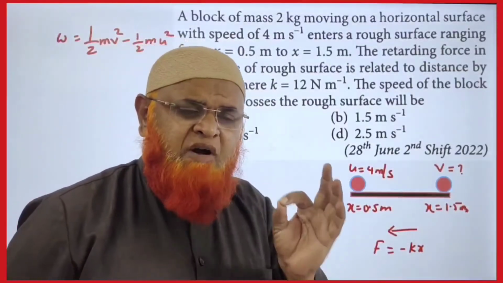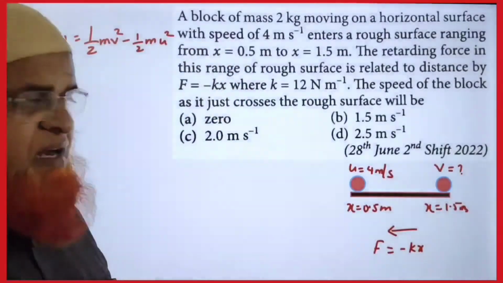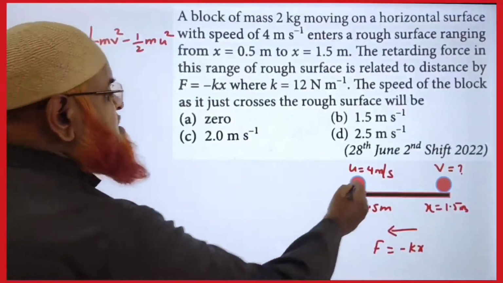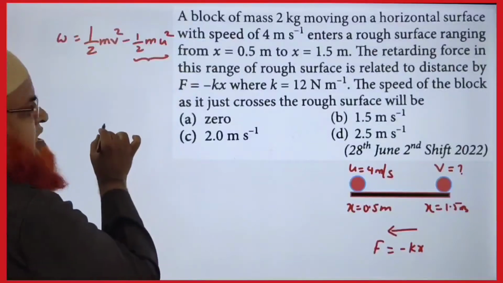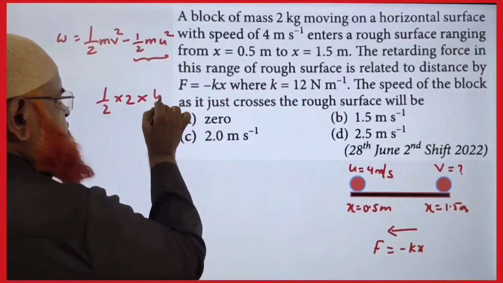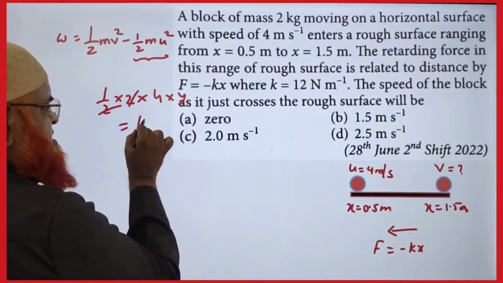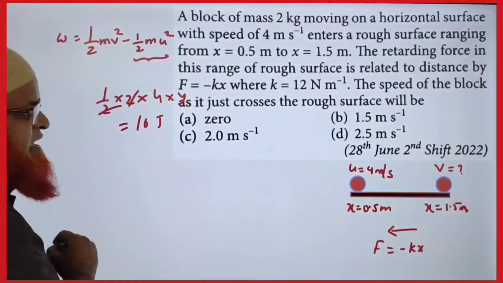This problem can be done by using the work energy theorem. You know work done is nothing but change in kinetic energy. You all know that the initial velocity is 4 meters per second, so what is the initial kinetic energy here, which is nothing but half into m into v square, which is nothing but 4 into 4. So here 16 joules is going to be the initial kinetic energy.